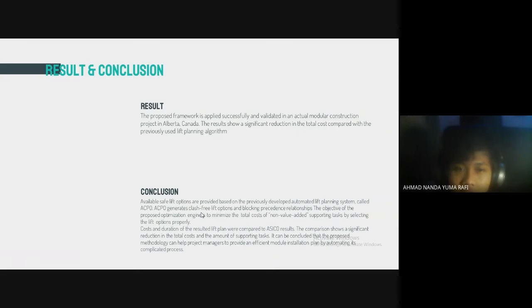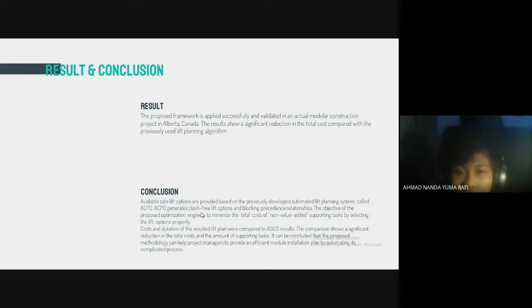And the conclusion, the available safe lift options are provided based on the previously developed automated lift planning system called ACPO. The ACPO generates class free lift options and blocking precedence relationship, and the objective of the proposed optimization engine is to minimize the total cost of non-value added supporting tasks by selecting the lift option properly.